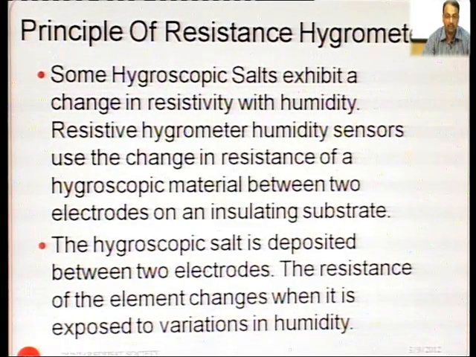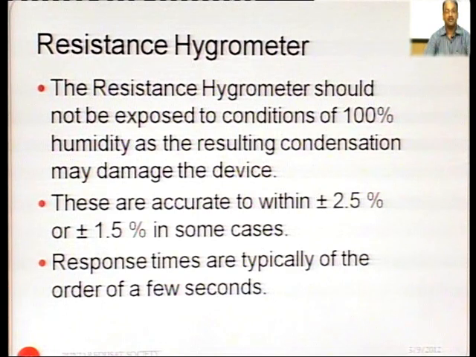The hygroscopic material salt is deposited between these two electrodes. The resistance of the element changes when it is exposed to variations in humidity. When the humidity changes, the resistance of the element changes. The resistance hygrometer should not be exposed to conditions of 100% humidity, as the resulting condensation may damage the device. So we already said that they can take maximum humidity up to 95%.